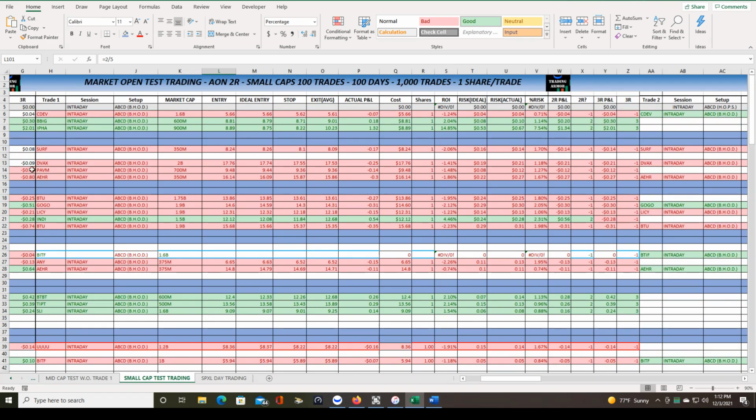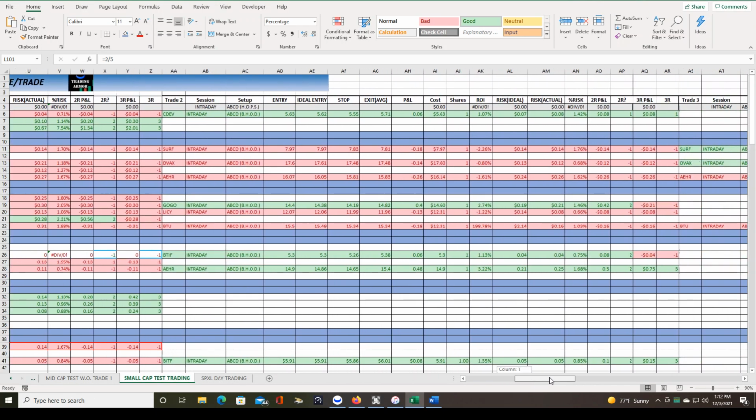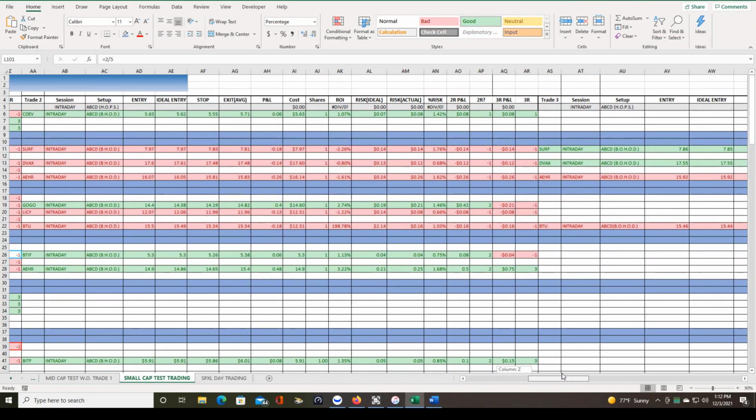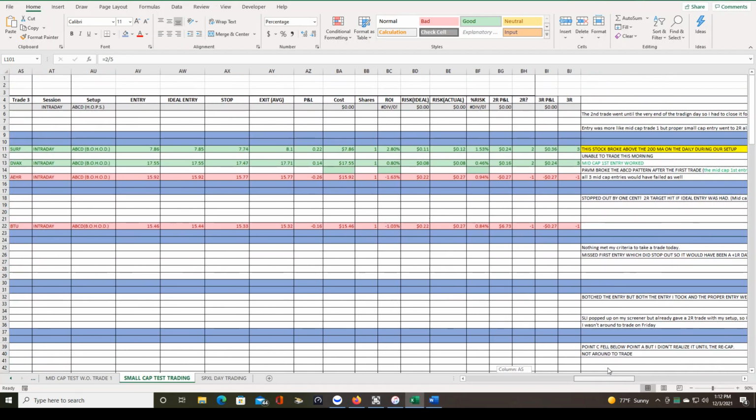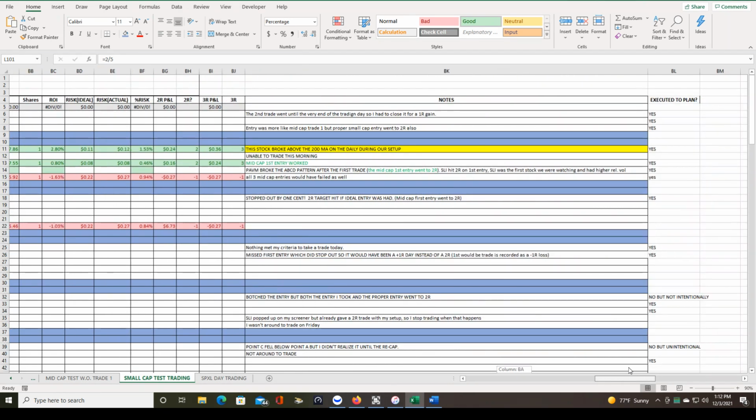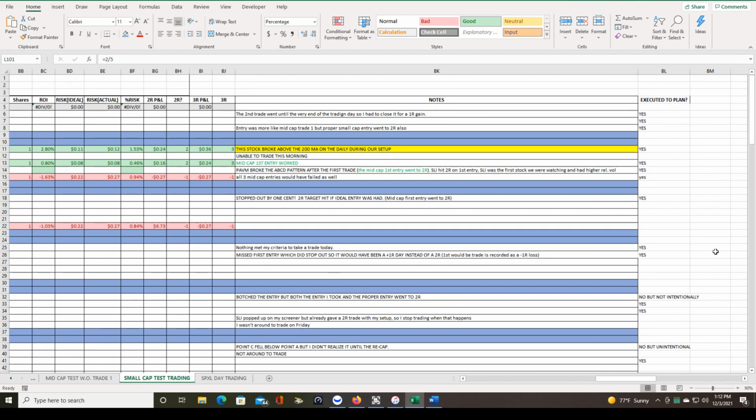So this is trade number one, and all of the data that I am collecting on each trade is pretty much the same on every trade, except I only need to have the market cap on the first trade because we're trading the same ticker symbol on every single trade. Then I have notes at the end. Did I execute to the plan? And that kind of thing.